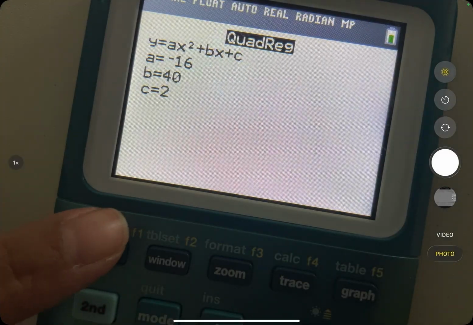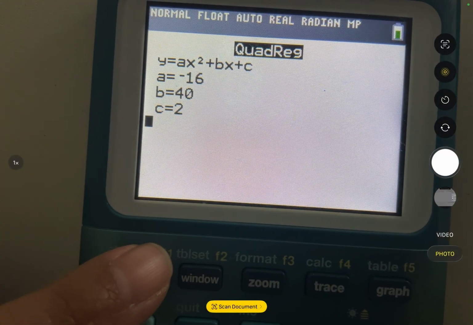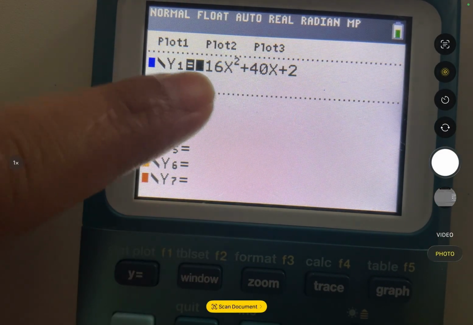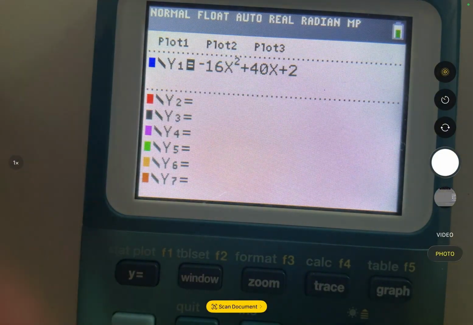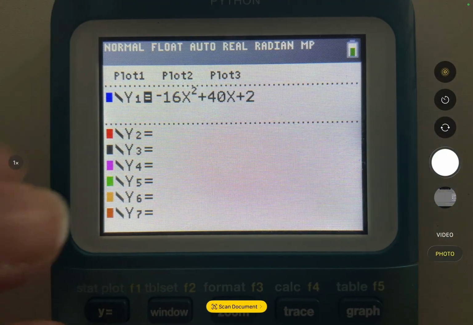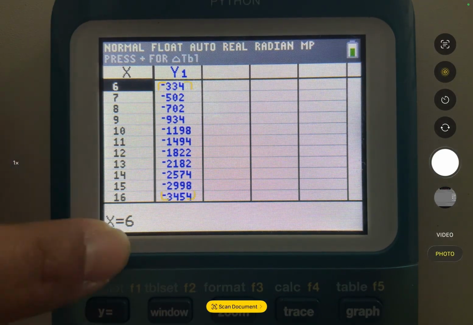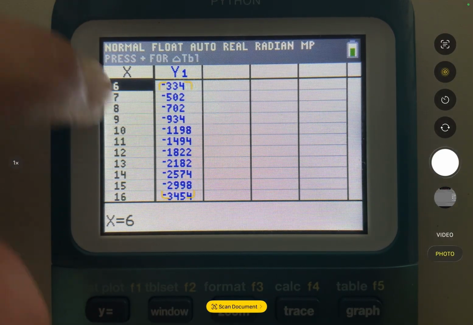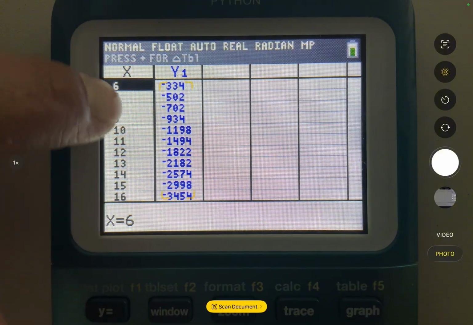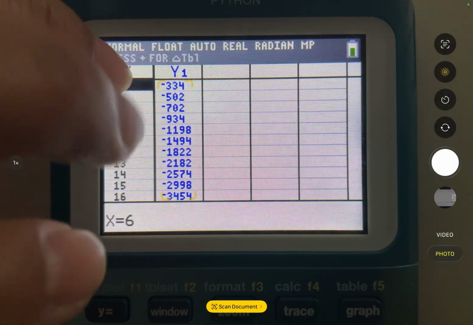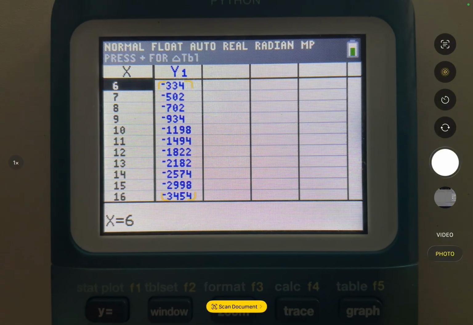Go to y equals, make sure your equation is there. Negative 16, 40, and 2. Okay? All right. So then I go to my table, second graph, but notice I don't have an x value of 0.75. So how do I put 0.75 into my calculator?